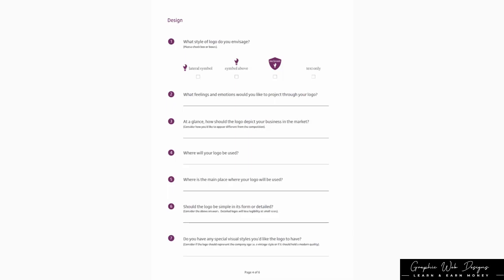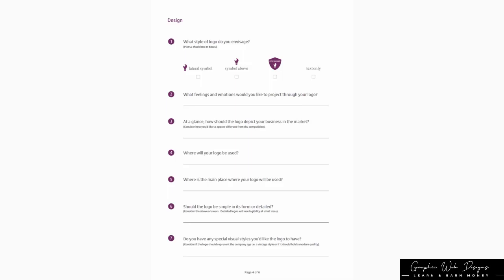Question 6 asks whether the logo should be simple in its form or detailed. It is here where we can clearly identify if there's going to be any application conflicts based upon the facts stated when we covered the previous two questions. If the client has a detailed design in mind, but their application requirements, particularly the main one, would benefit from a simple design, it's time again to consider having a short discussion with the client about the merits of simplicity.